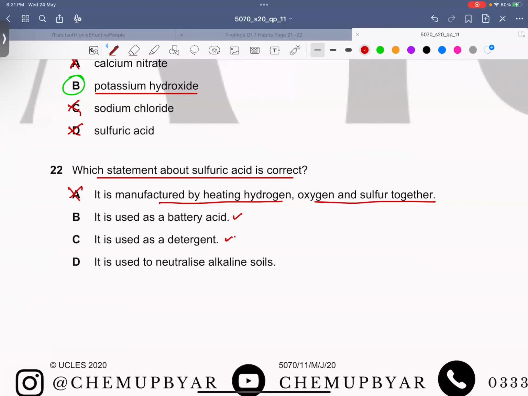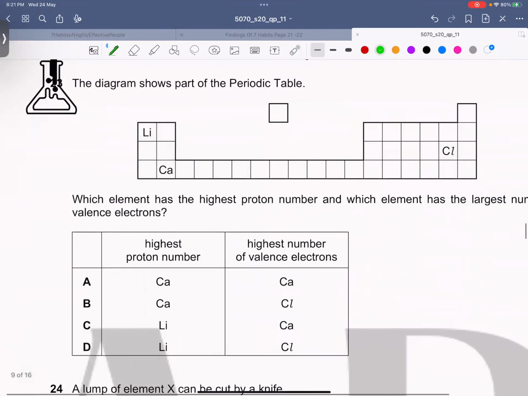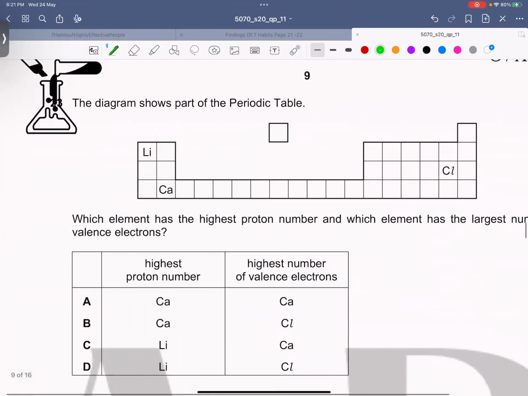So C goes wrong. It is used to neutralize alkaline soil. No, we don't use it because it's a strong acid, so there is no use using this in the soil. So B is your correct answer. It is a battery acid. Normally the car batteries always have sulfuric acid in them. Question number? Yes. You check the notes.